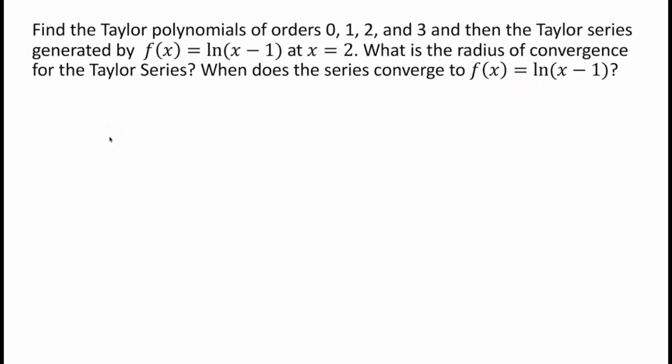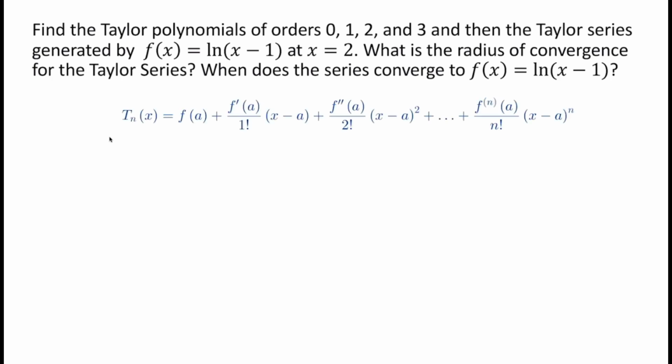Let's remind ourselves for a second of the formula for finding a Taylor polynomial. So to find the nth degree Taylor polynomial, we need f of a plus f prime of a over 1 factorial times x minus a to the first, plus the second derivative at a over 2 factorial x minus a squared, with the general term being the nth derivative of f at a over n factorial x minus a to the n. Let's try to stay organized with our work here.